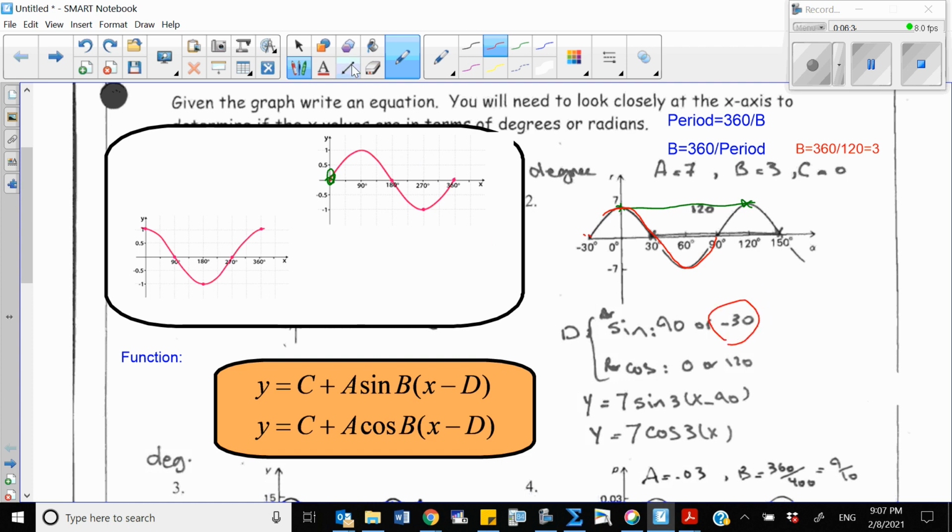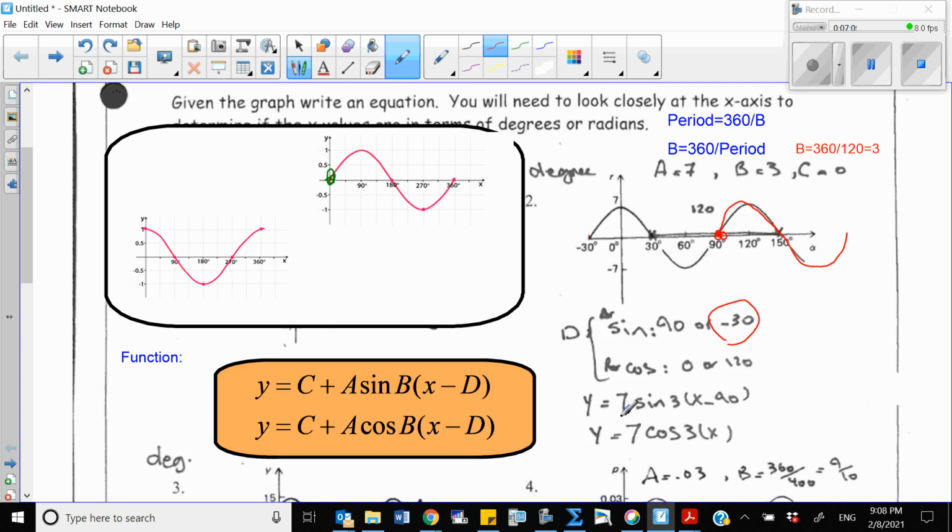I could also look for another cycle. I could look at this part of the graph. This is another cycle, starting from 90. So if I consider this is my base function, the function has been moved 90 to the right, so the d-value is 90.